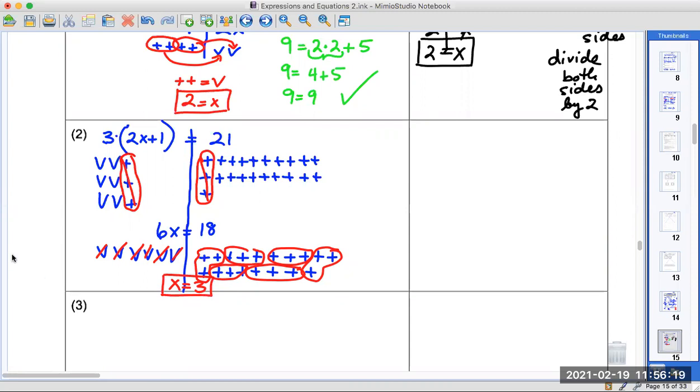Okay, so now let's check. So I'm going to check right here, because they did say check, right? So 3 times 2 times 3 plus 1 has to equal 21 to make it true balance. Parentheses first. 2 times 3 is 6 plus 1 is 7. 3 times 7 is 21. And it balances.